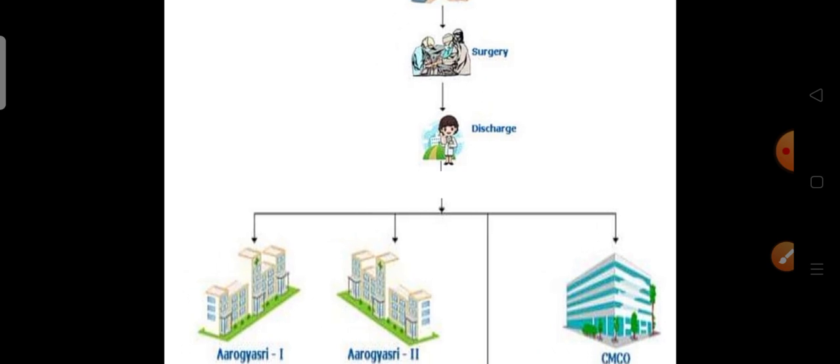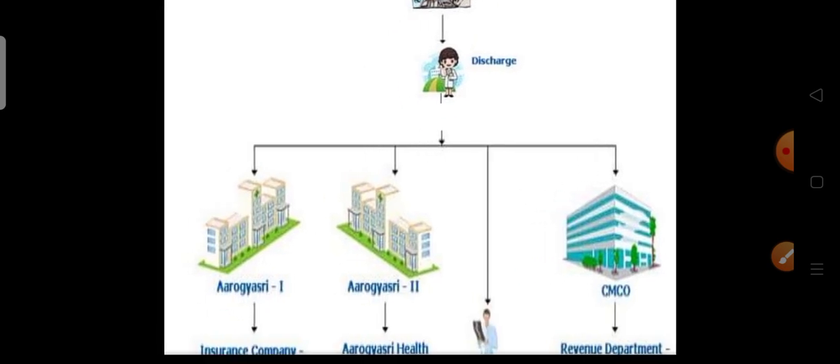Arogyasri 1, Arogyasri 2, CMCO, Chief Minister's Camp Office, insurance company, Arogyasri Health, Revenue Department, and all. So this one.